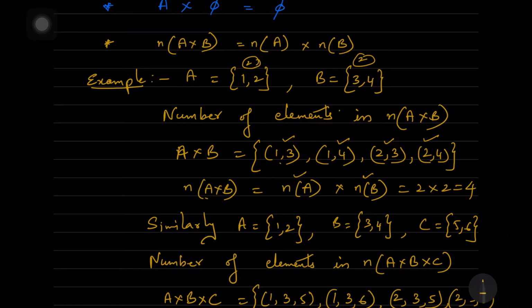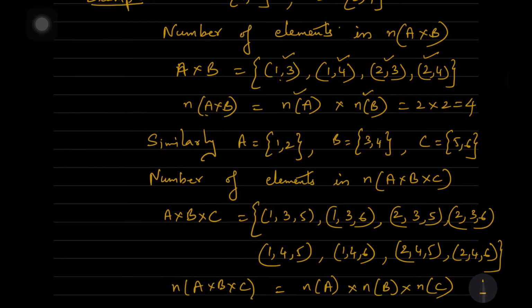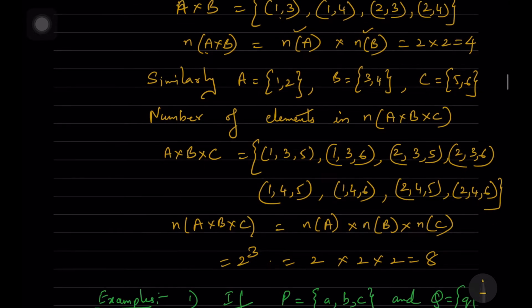Now similarly, if you have A is equal to {1, 2}, B is equal to {3, 4}, C is equal to {5, 6}, the number of elements in A cross B cross C is equal to what? We'll see. Now here A cross B cross C is equal to (1, 3, 5), (1, 3, 6), (2, 3, 5), (2, 3, 6), (1, 4, 5), (1, 4, 6), (2, 4, 5), (2, 4, 6). So all these we can write.